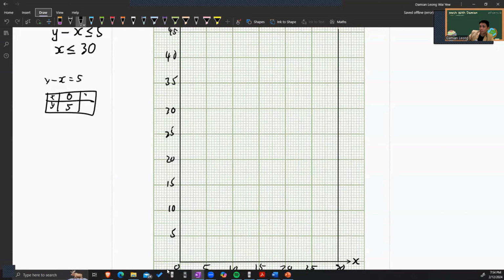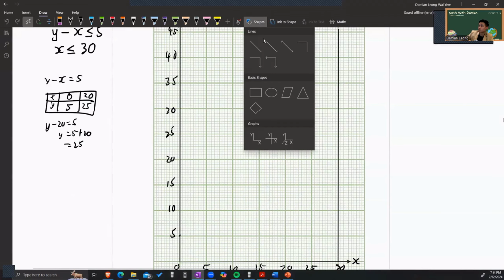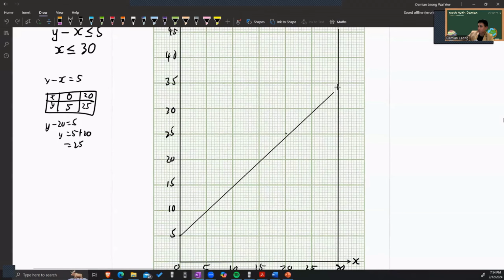Maybe I can put, let's say, 20. y minus 20 equals 5, so y is 5 plus 20, 25. So x is 0, y is 5, this point. x is 20, y is 25, this point. So just connect the 2 points using a straight line, like this. I draw to the end of the graph.